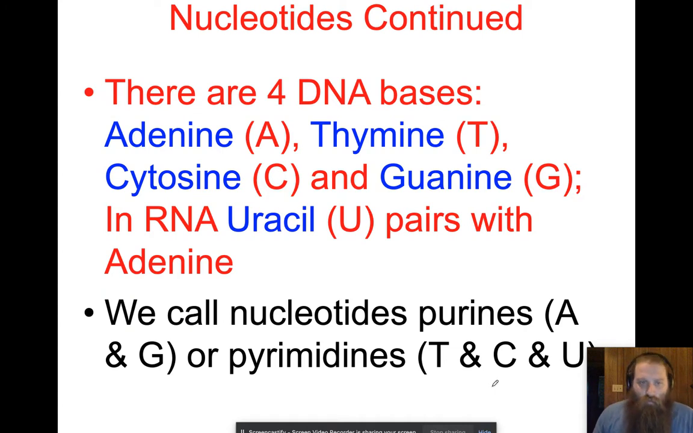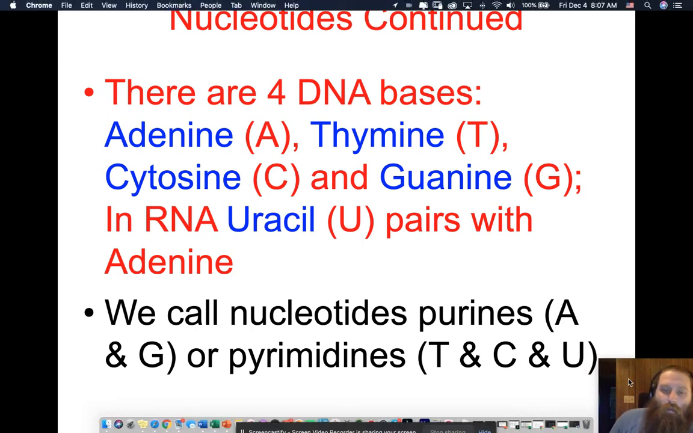There's four bases in DNA: adenine, thymine, cytosine, and guanine. We abbreviate them A, T, C, and G, okay? The purines are A and G, and the pyrimidines are T, C, and U. U only shows up in RNA.